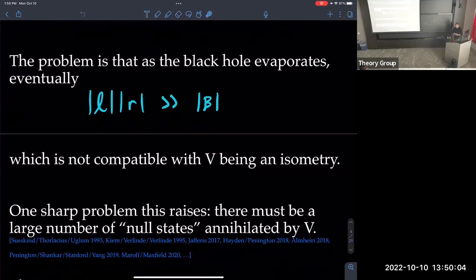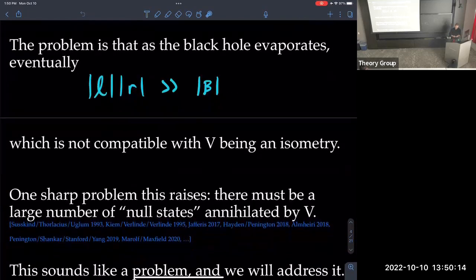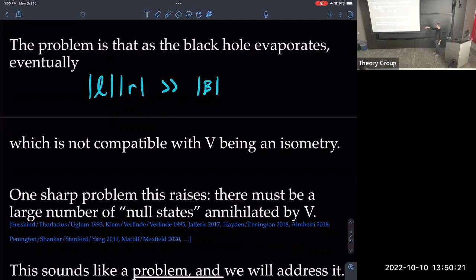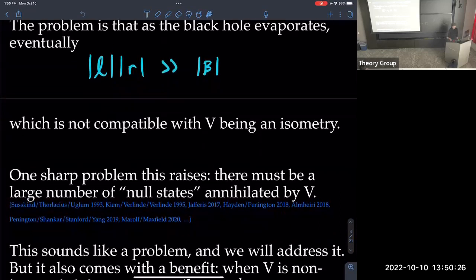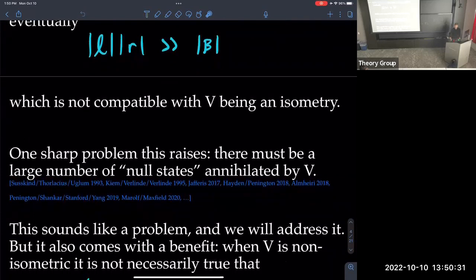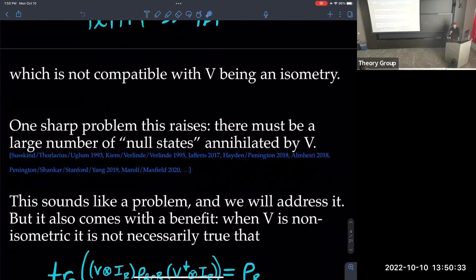And there's one sharp problem that this raises, which is that there must be a large number of null states annihilated by V. Some large kernel. And there's a lot of dark blue text on black background here indicating all of the people that have said things like this before. So this is very much not the new idea. Did someone have a question? Sorry. Okay. So now this sounds like a problem, this fact that there's a lot of null states. And we will have to address it carefully.